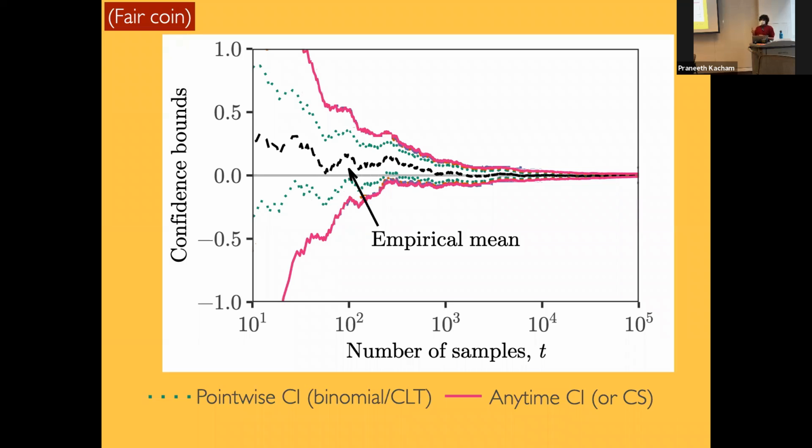Now what I'm showing you are two different objects. The green dotted line is the pointwise confidence interval. You can get that from a binomial theorem or a central limit theorem or something of that kind that says that's where the true mean lies. And what you're seeing in the pink line is an anytime confidence interval, which is what a confidence sequence is. You should think about it as a band over all time. The green dotted line is only valid at a fixed time if you fix the time beforehand. You cannot continuously monitor the green dotted line. And here's a nice example at time 140.